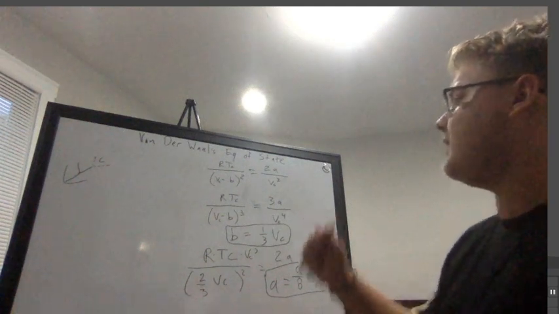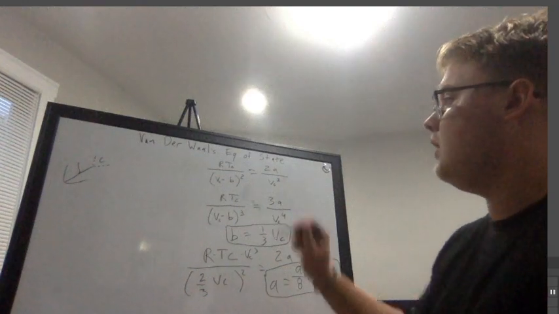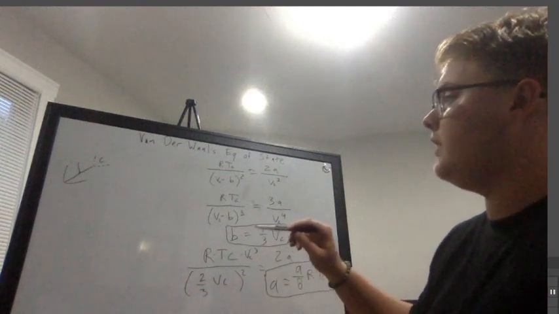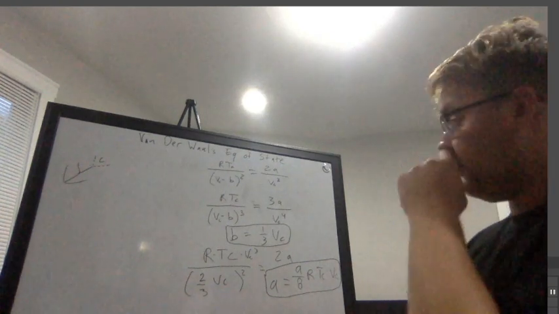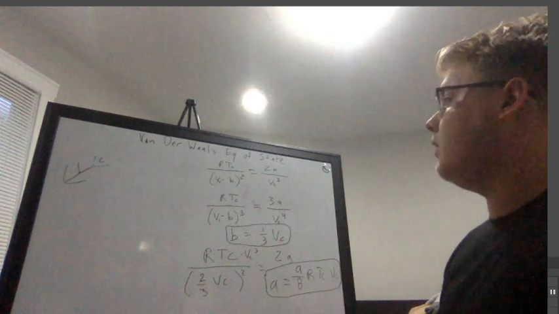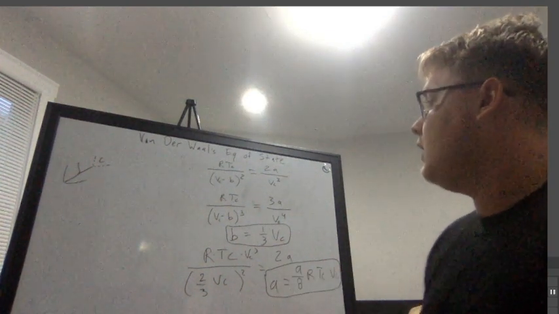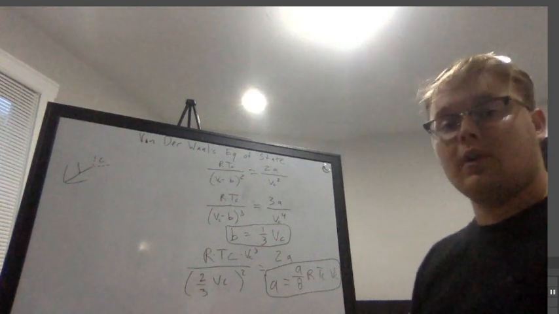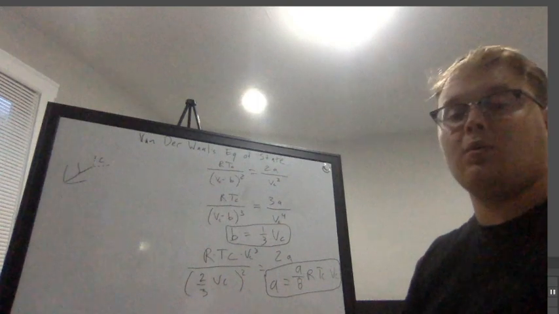So this can be immensely helpful if you're trying to understand the relationship between a compound, knowing its critical pressure and its critical temperature. And now we can know the B parameter and the A parameter of the van der Waals equation of state. So up next, in the second half of this video, I'm going to go into the compressibility factor of the van der Waals equation of state.